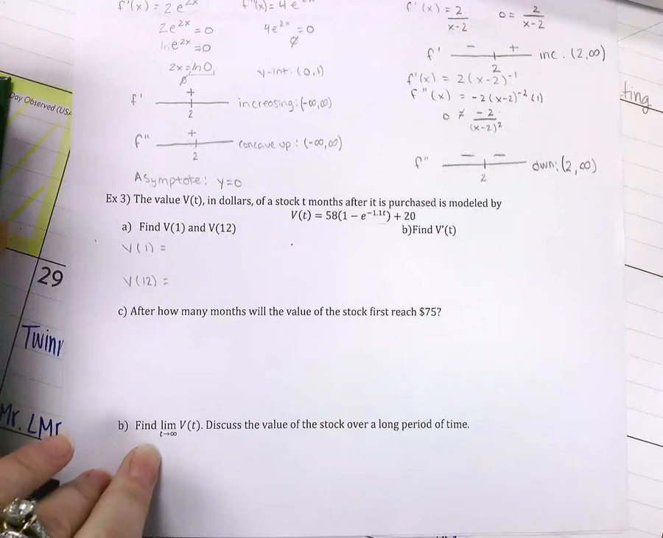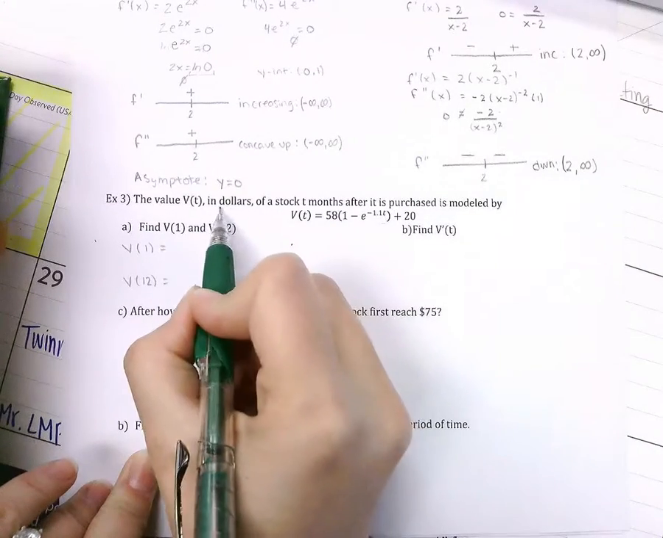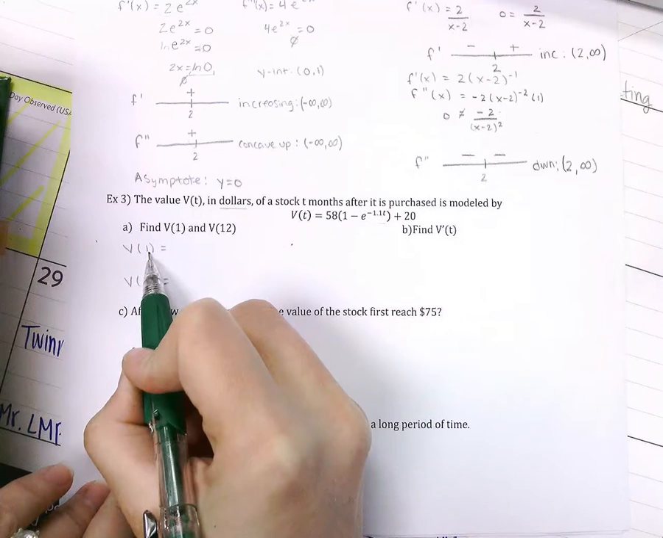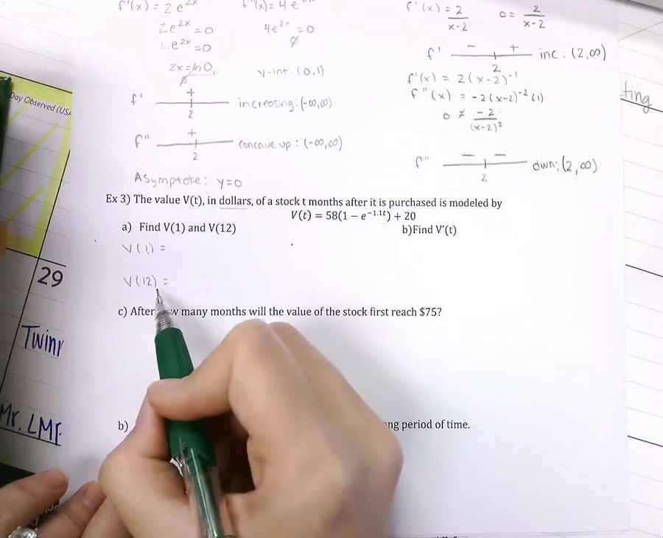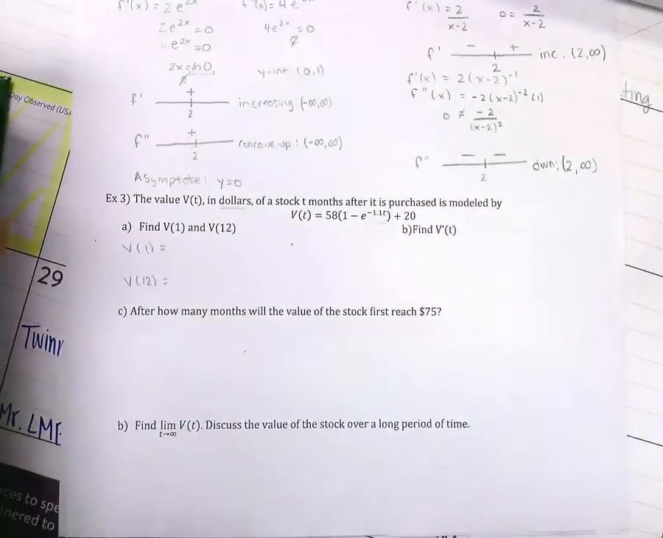How many stocks do you have? Close. What? So V of t, how much your stock is worth? How much your stock is worth, and how many you have? 1 month. Oh wait, those are months? 1 month after, yeah, 1 month after it's purchased, and this would be the value 12 months after it's purchased. Okay, so plug that in your calculator. What do you get? It's going to be approximate.